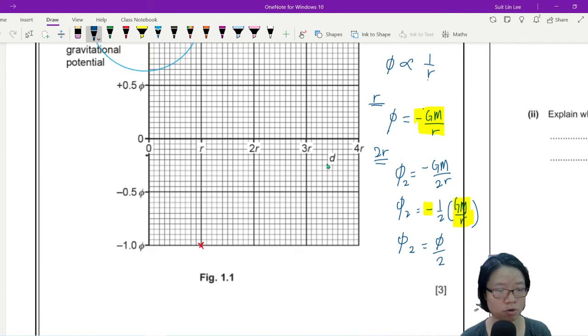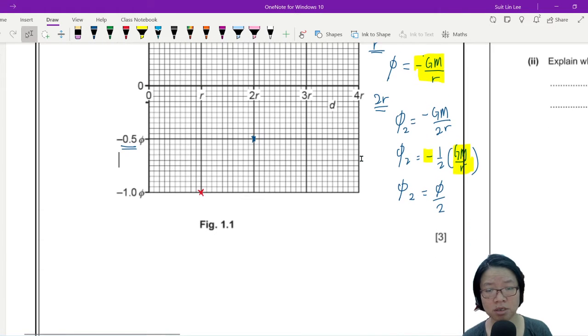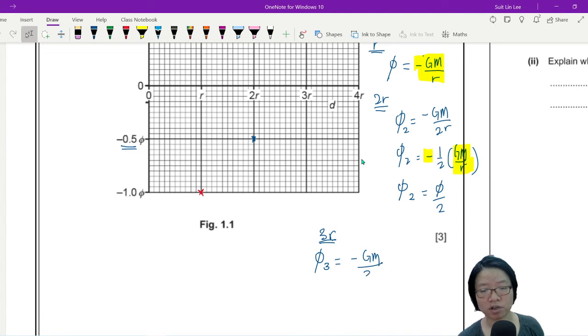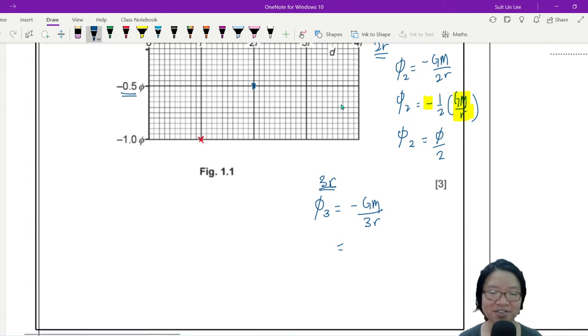Okay, so then I'm going to plot here, 0.5. Okay, what about 3? Same idea. If you still need a bit of help, don't be shy, do this again. The potential at point number 3 is negative GM over 3R. It won't suddenly become positive. Potential is always negative. So this will be negative, and you can see this GM over R is here. So this will be negative original potential divided by 3. So this is what we mean by potential is inversely proportional to radius.